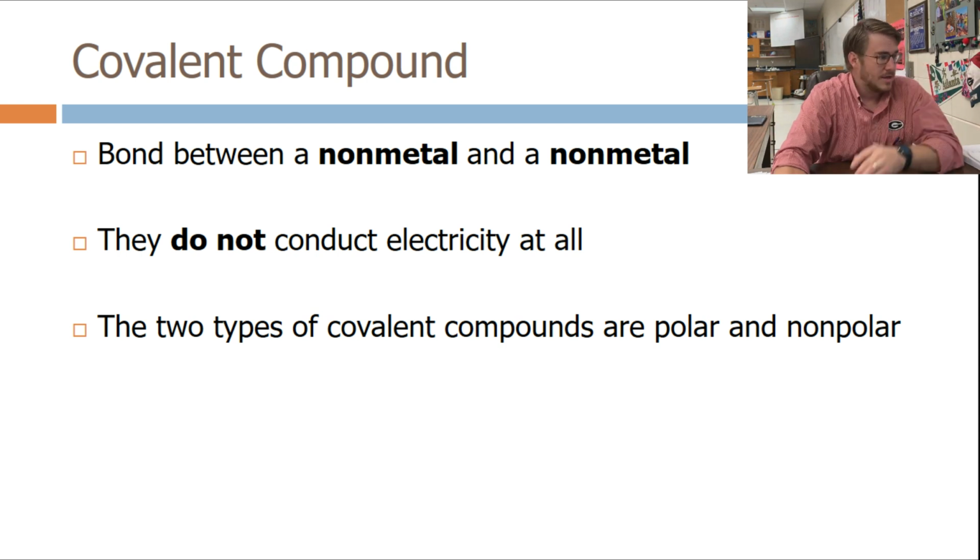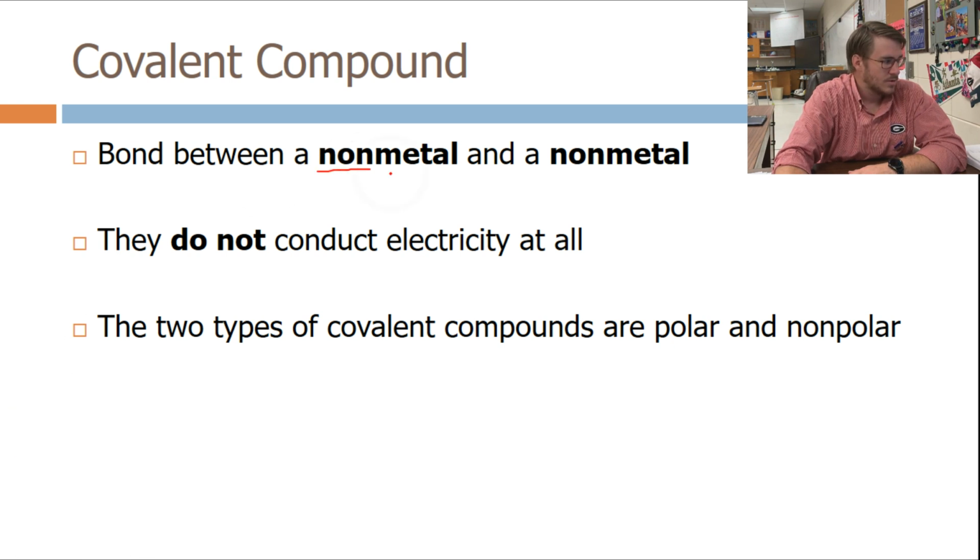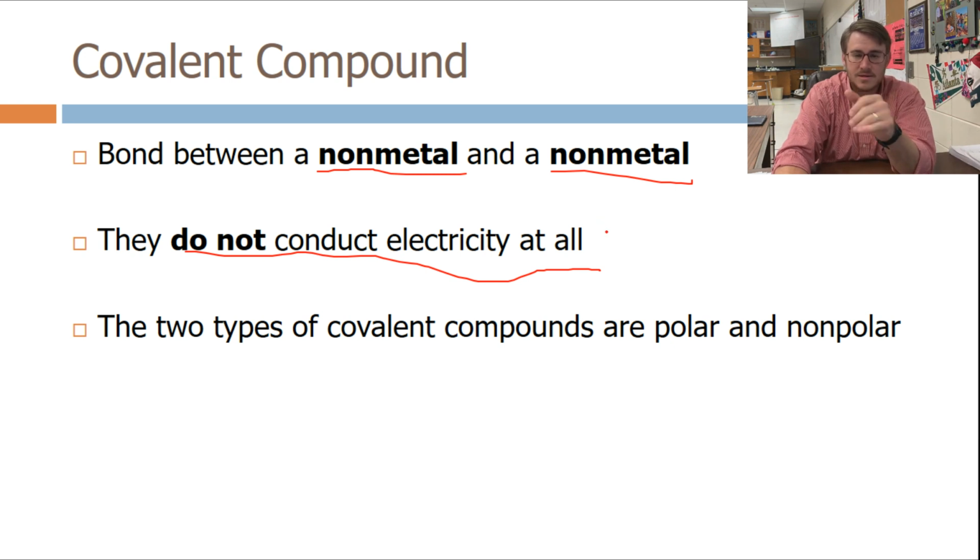Bottom line is, that's a reminder that covalent compounds are between a nonmetal and a nonmetal. They do not typically conduct electricity, but there are some examples that can conduct electricity when they're dissolved in water. So water itself is a covalent compound, but it seems to conduct electricity, and the reason is because it has a polarity to it.